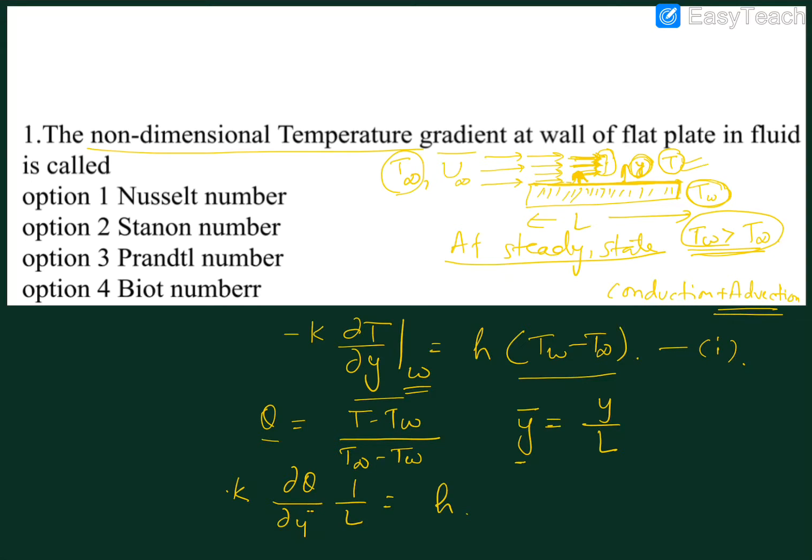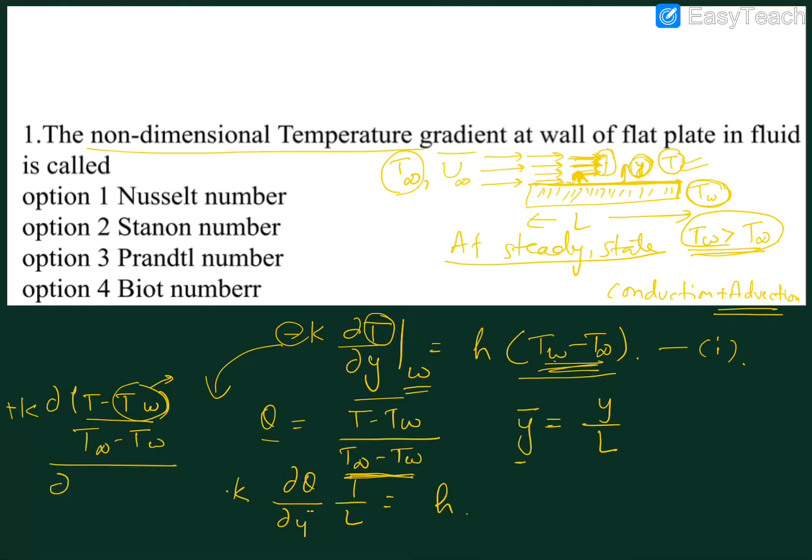How can you rearrange? Let us rewrite it as minus K times del of T minus Tw. If you take the del, Tw is a constant wall temperature, so it will go off, and replace Tw minus T infinity here. So if you rearrange, the negative sign will adjust and it will become T infinity minus Tw, and this Y can be written as del of Y bar into L is equal to H.